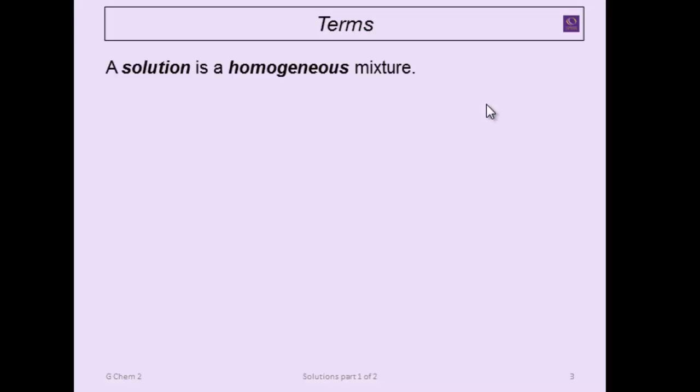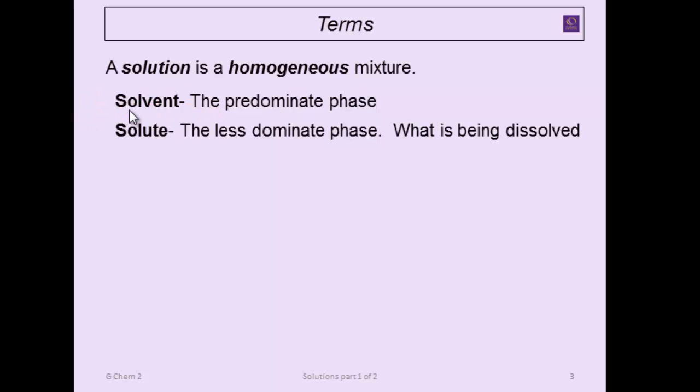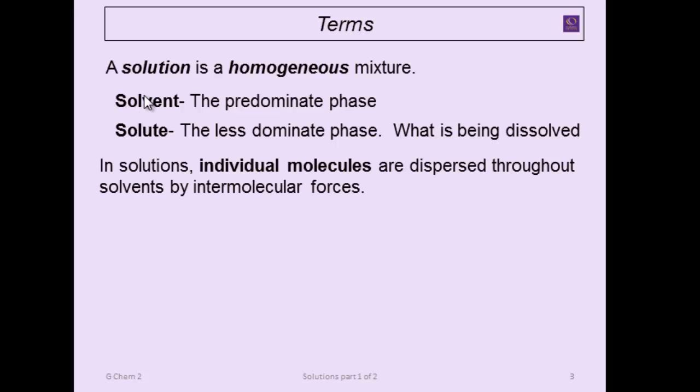So some of the terms: a solution is a homogeneous mixture. Although this is the more technical term and it refers to what in chemistry we call a solution, a lot of times the term solution is loosely bantered around as anything dissolved in a solvent. The solvent is the predominant phase. So in the case of salt water, it's the water. The solute is the less dominant phase. It's what's being dissolved. In the salt water case, it's the salt.